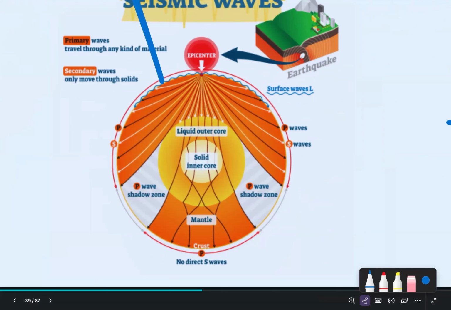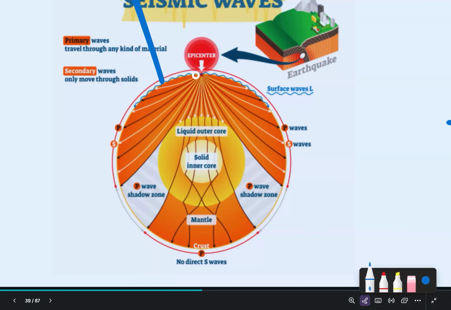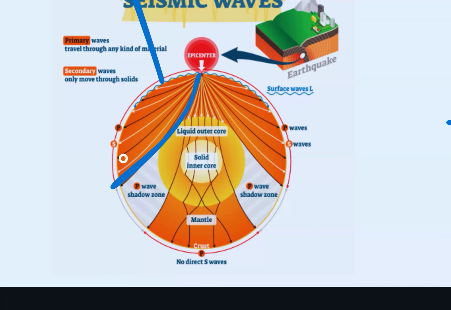So as you can see here, we've got a liquid outer core. And because we've got a liquid outer core, that means the S waves can't go through because they're transverse. They won't go through the liquid.